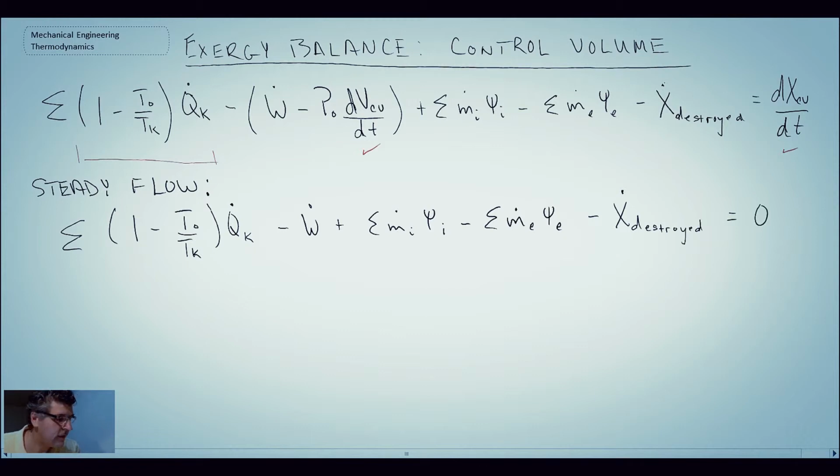Okay, so that's it for the steady flow. The next thing we're going to do is approximate or reduce it further by making another assumption, and that is we're going to assume that we have a single inlet and single exit stream. So we will call this single stream, and with that, the terms that will be modified are this term and this term, because there we will only have a single input and a single exit.